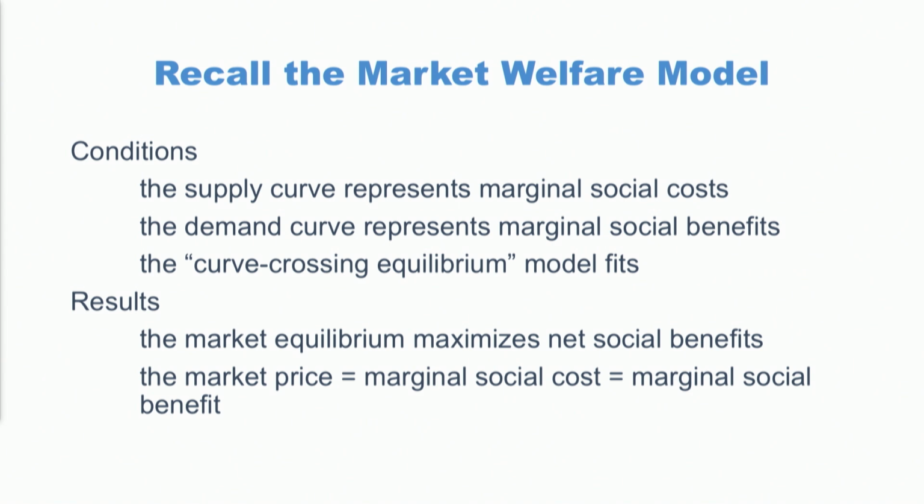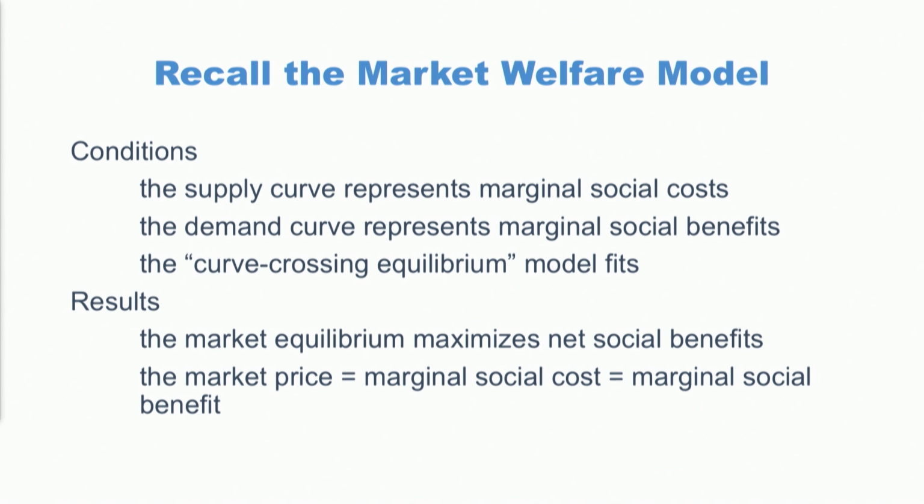The three conditions for this model to apply are, first of all, that the supply curve should represent the marginal cost to society of whatever action is being analyzed. The demand curve should represent the marginal benefits to society. And finally, that the overall model of two curves crossing at one point should fit. We will discuss later the question of the curve crossing equilibrium. That will come in a later lecture.